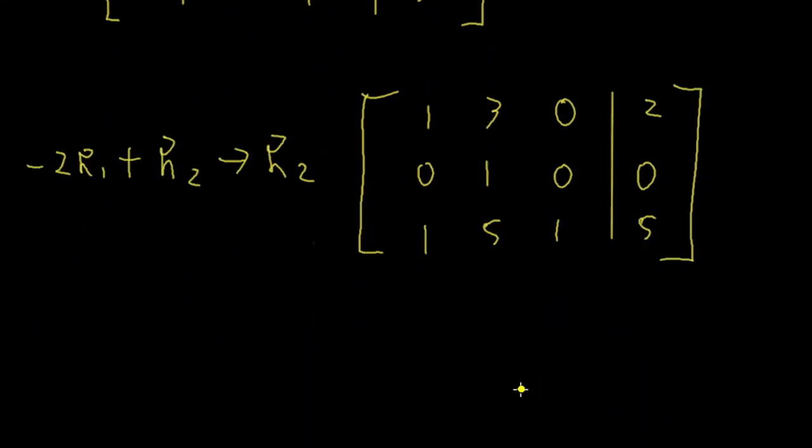Okay, next. Now look at this matrix here. What can we do? Now this is good, right? 1, 1, 1, but it's not really solved yet, right? Because I still have a 3 here, a 5, and a 1 here. Okay, so what can I do?